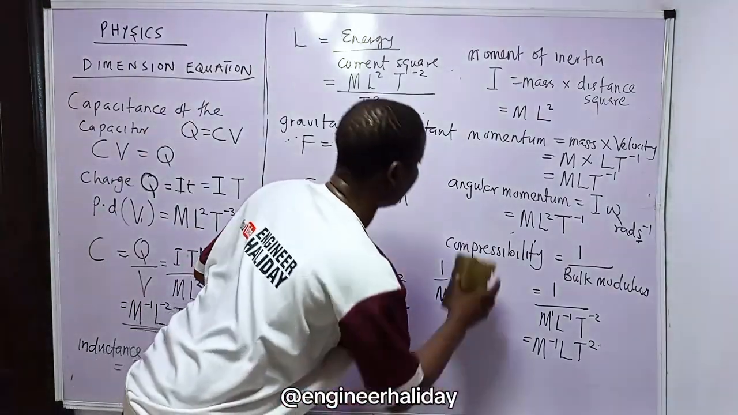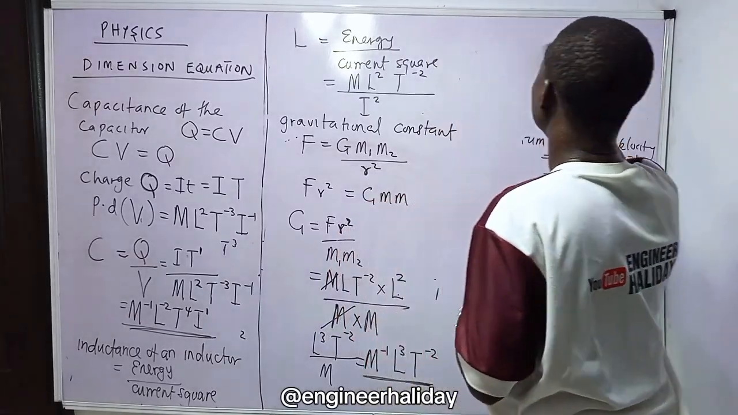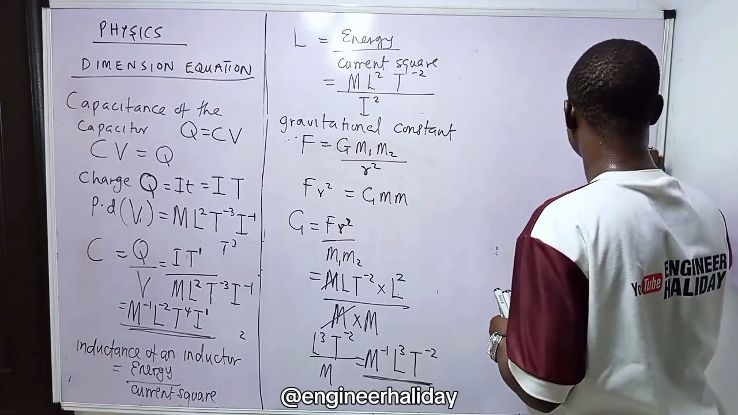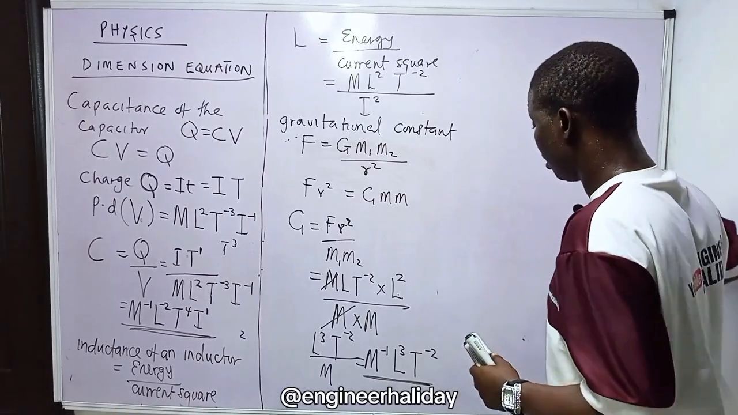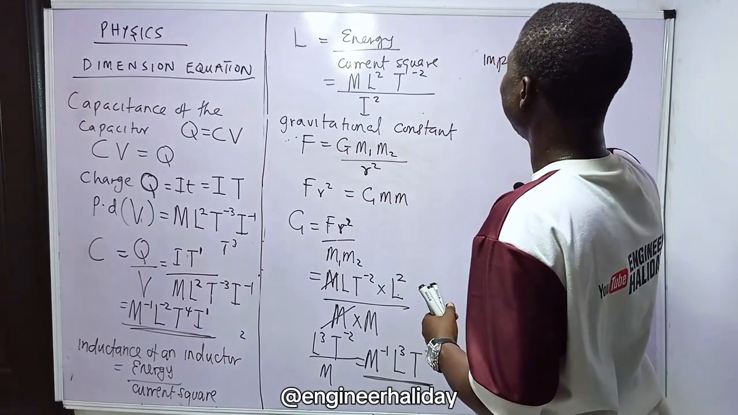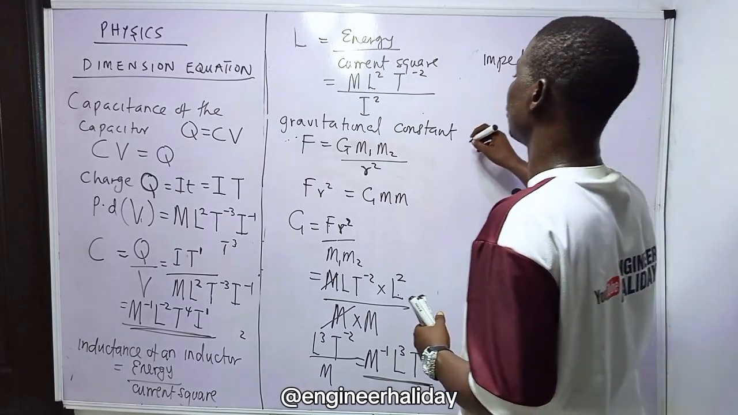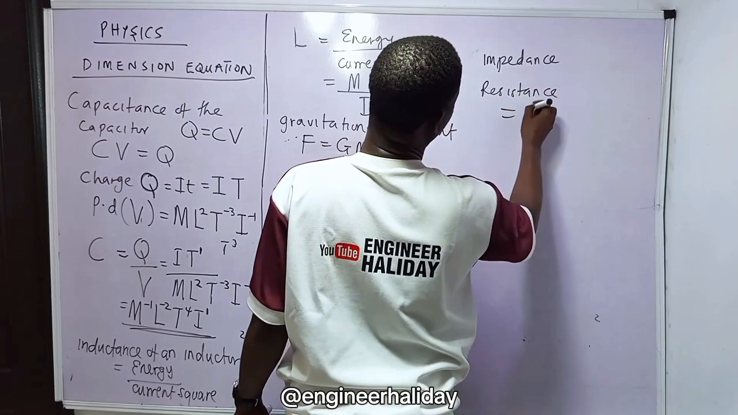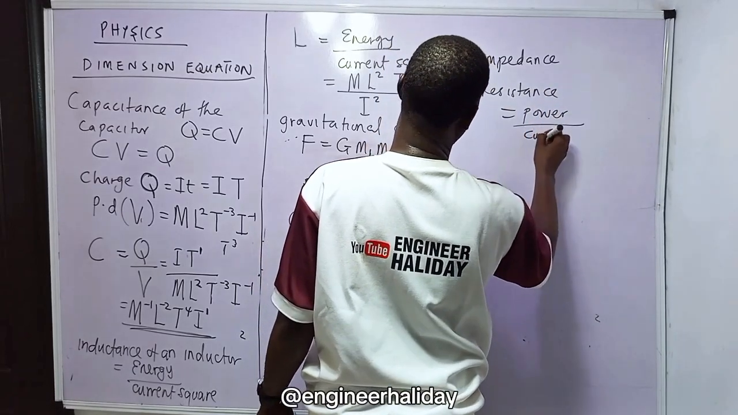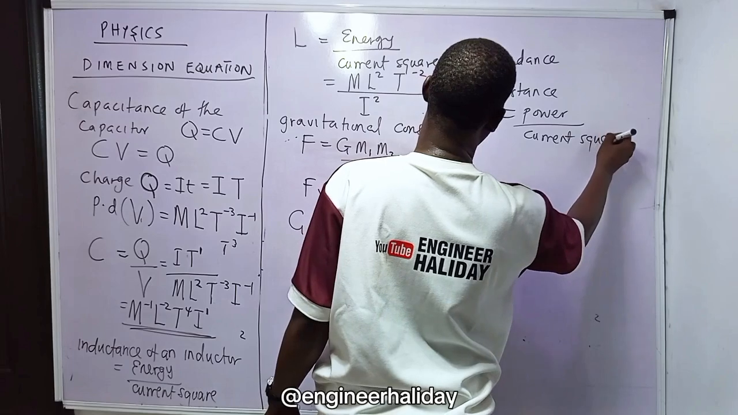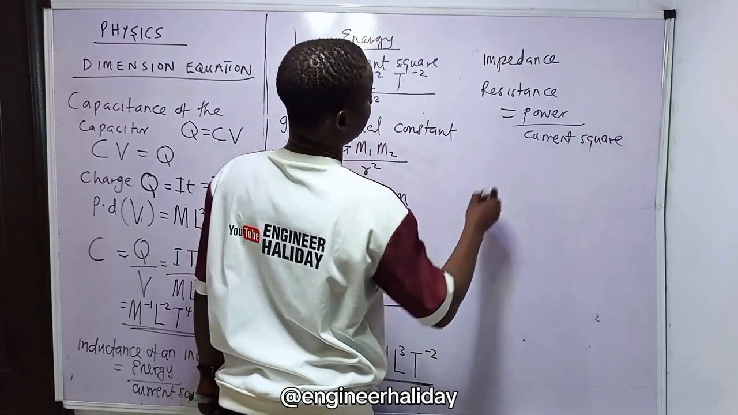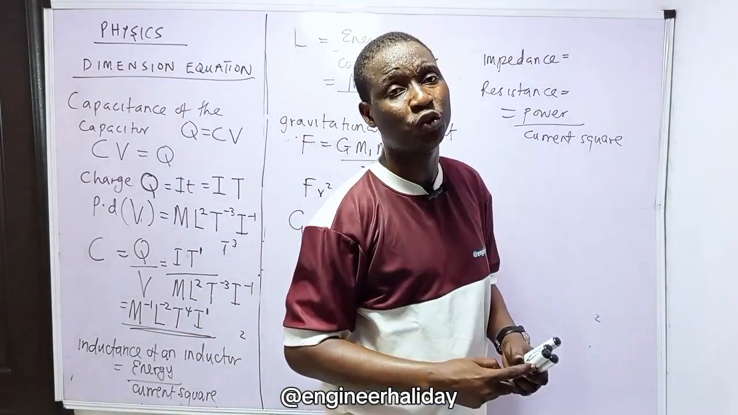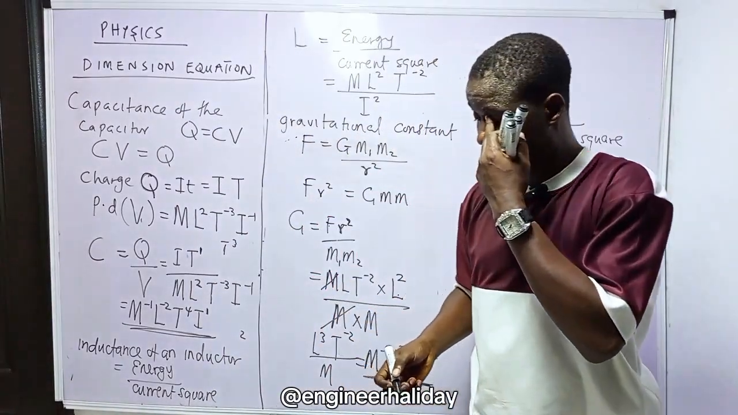Now to end the video, go and solve a question on impedance. It is very important you do that. Impedance has the same dimension as resistance. Resistance is equal to power over current square. So go and try it. Current square, you play with it. I've done power, so you know what it was. The same thing with impedance. I think I've done the majority of things we need to do. So please try and go through there.